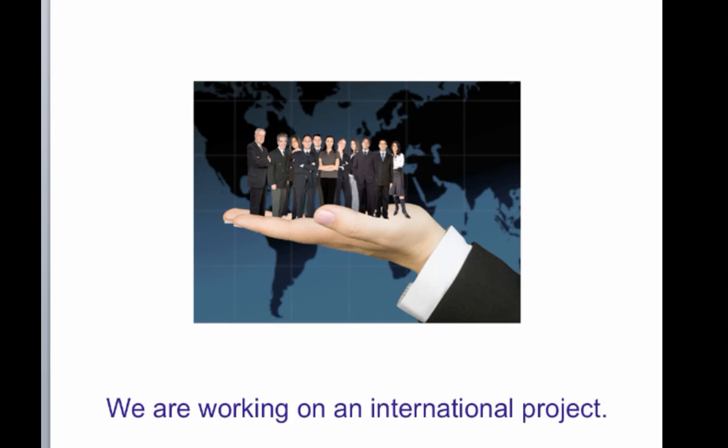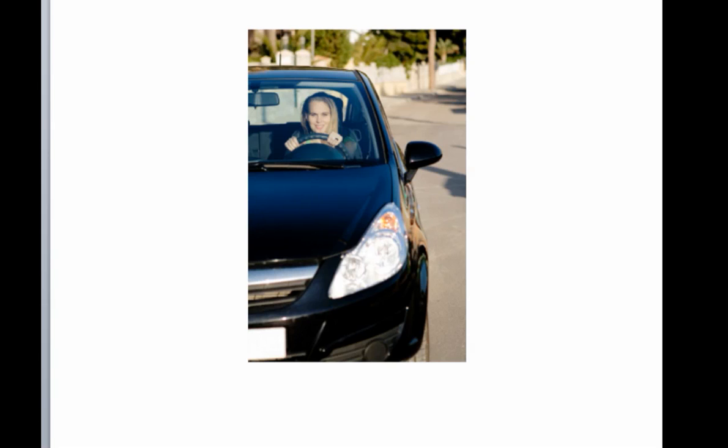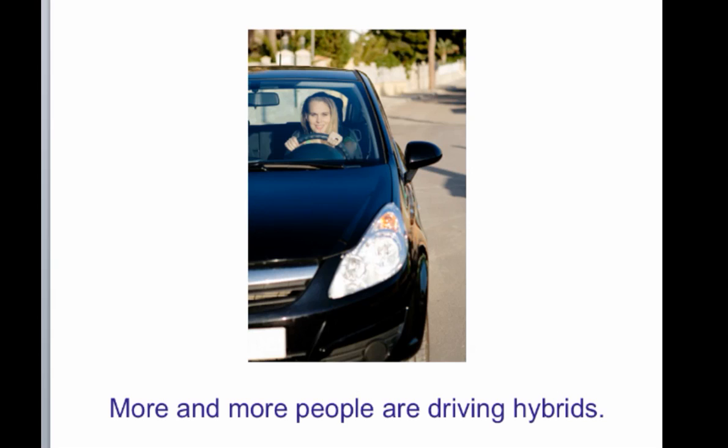Another way we use present progressive is for social trends. This means when a large number of people do certain things, we use present progressive. For example, more and more people are driving hybrids.